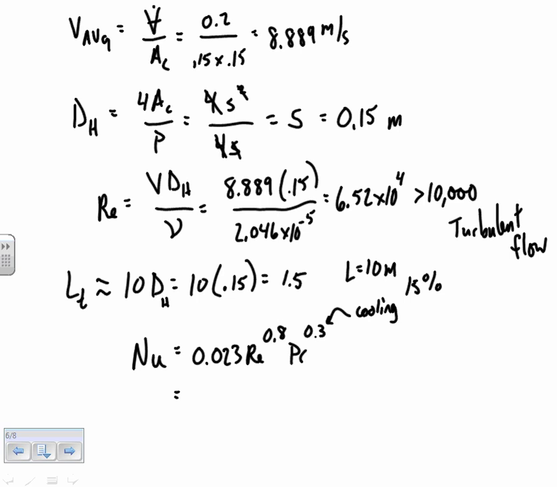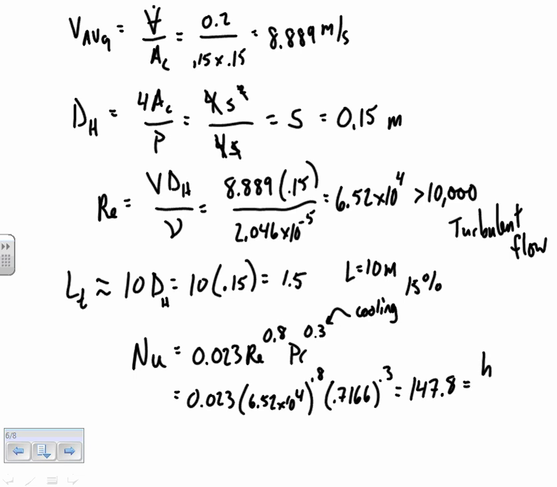So we can plug in the numbers to this. We have 0.023. My Reynolds number I got was 6.52 times 10 to the 4. Raise that to the 0.8. Multiply it by the Prandtl number, 0.7166. Raise that to the 0.3. And I will get a Nusselt number of 147.8.